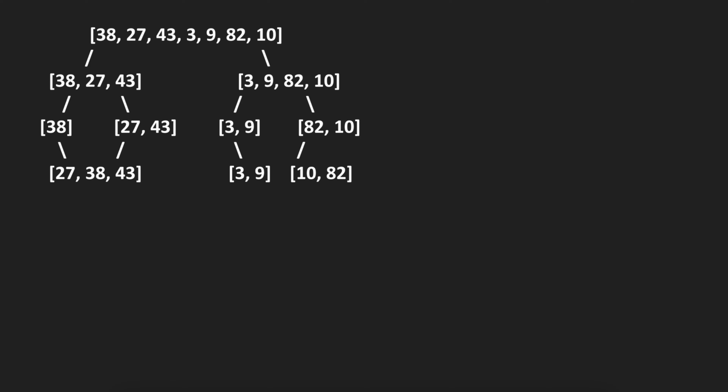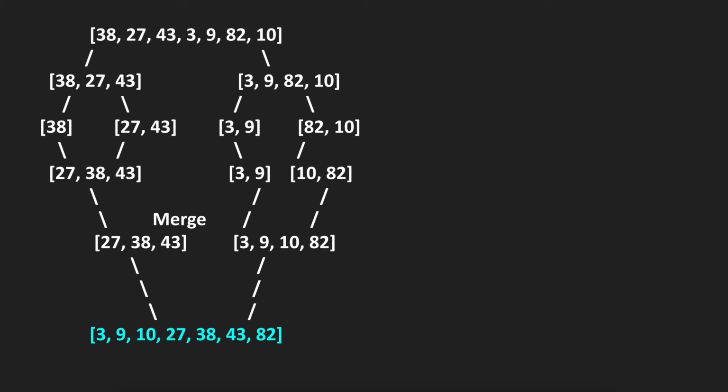They are sorted. Now again, what we do is we are merging those sorted parts together. So for example, we are merging 27, 38, and 43, and 3, 9, 10, 82, and we are merging them into our final result. Again, these two parts are sorted already. So what we do is we are going over our two sorted parts, and we are merging them into one sorted array as our final result.